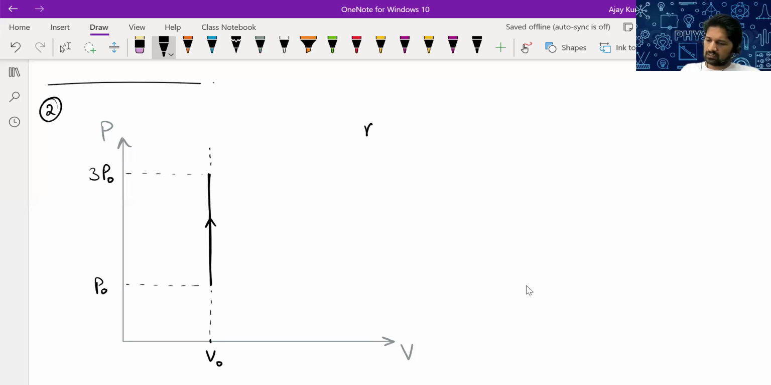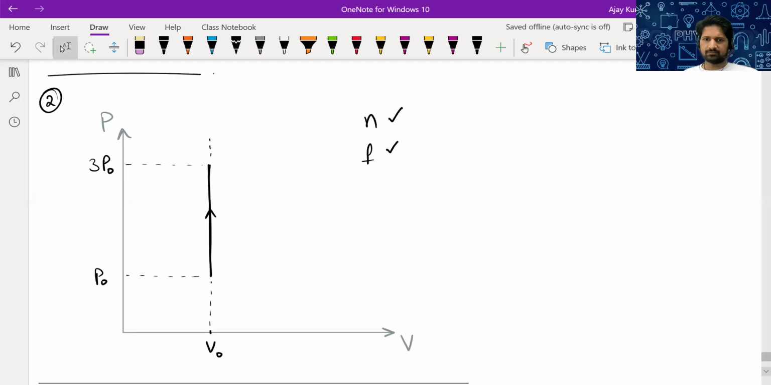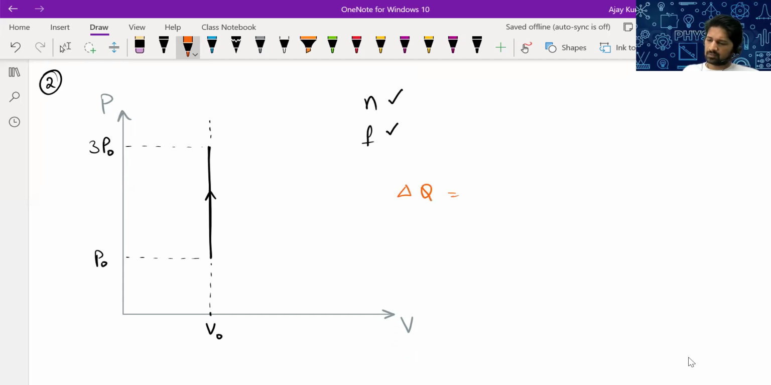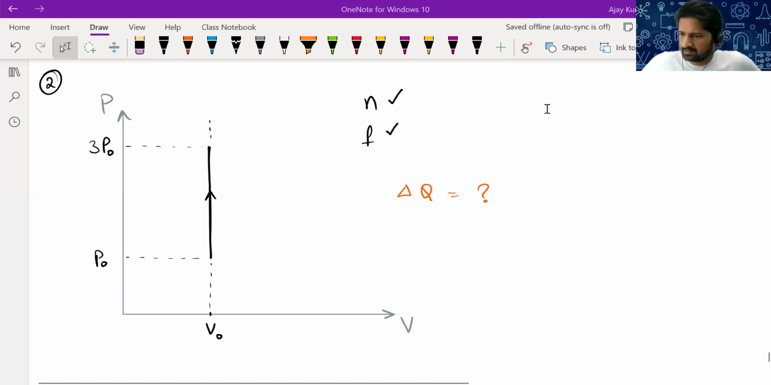So suppose there are n number of moles, n is given to you, and degrees of freedom f is also given to you, and this is the process. Pressure is increased from P naught to 3P naught. Derive an expression for heat supplied in this step. Try. Tell me what different ways are there to calculate delta Q?